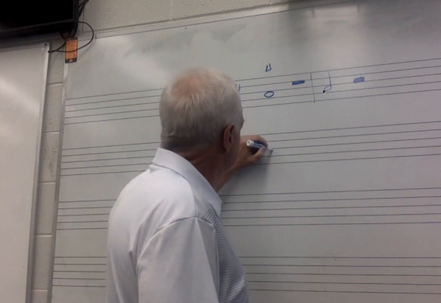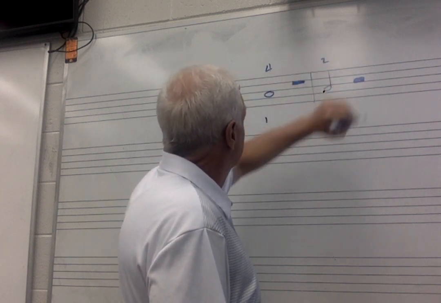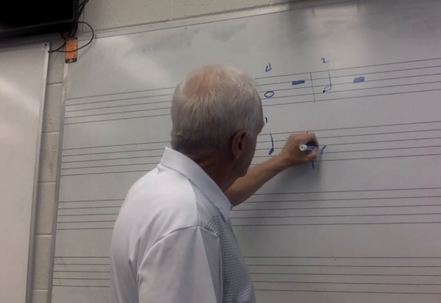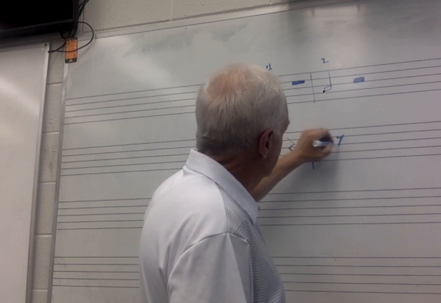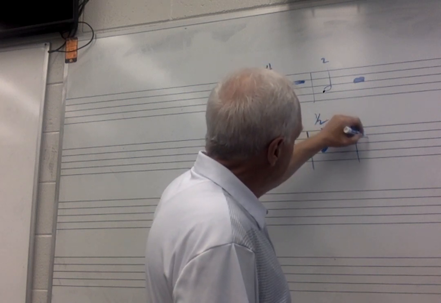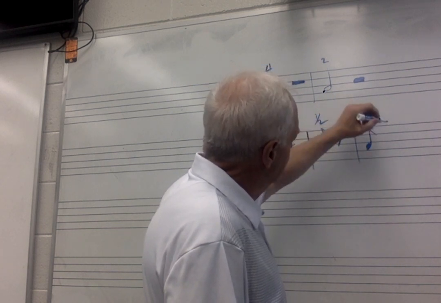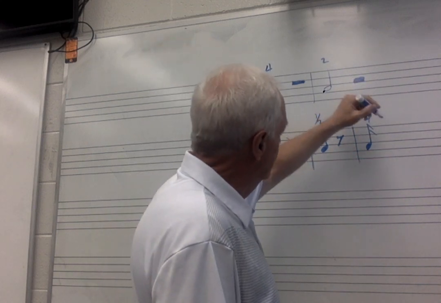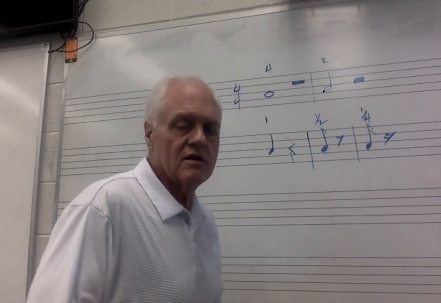A quarter note gets 1 beat of sound. A quarter rest will get 1 beat of silence. An eighth note gets half of a beat of sound. An eighth rest gets half of a beat of silence. A 16th note gets 1/4 of a beat of sound, because it takes 4 of these just to make 1 of these, that's 1 beat, so that's 1/4 of a beat. Then a 16th rest would get that much silence.